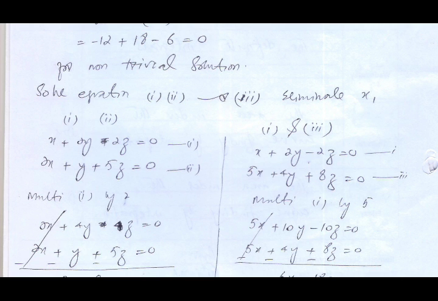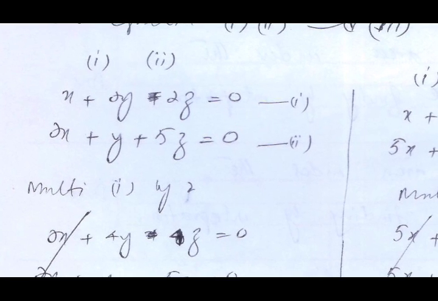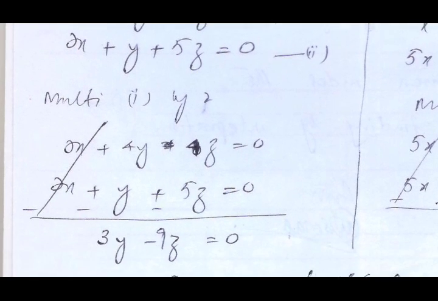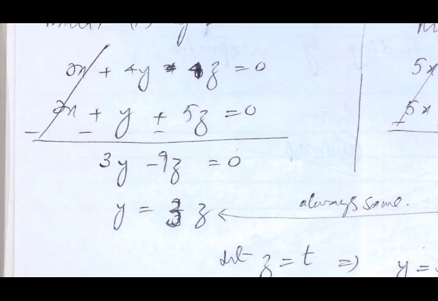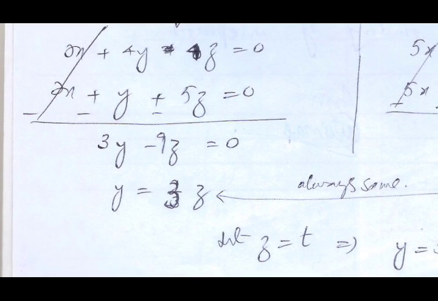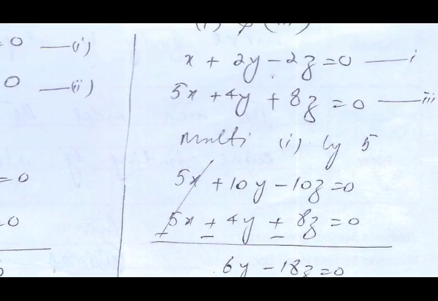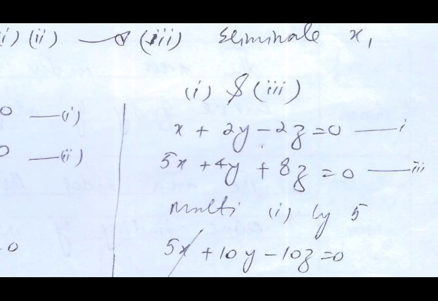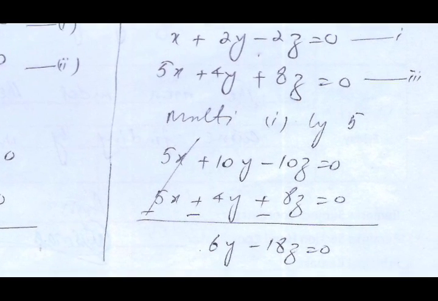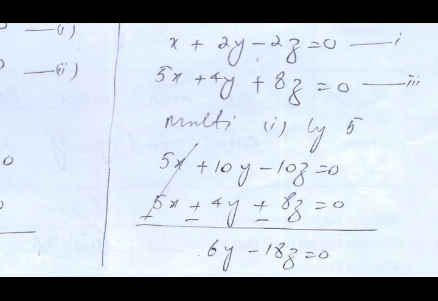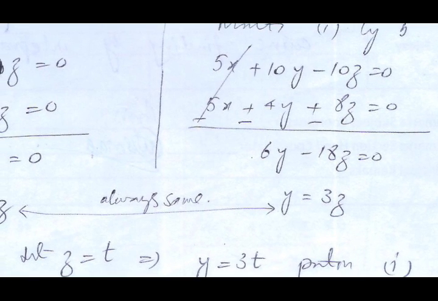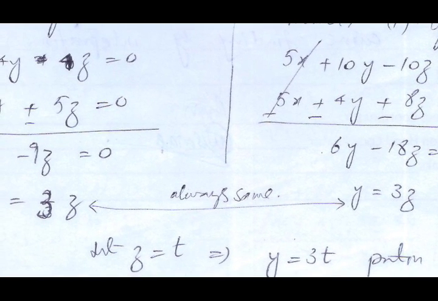From 1 and 2 we eliminate x. We make the first equation 2x, multiply 1 by 2 and then subtract. We get the new values. Y is equal to 3z, and when we solve 1 and 3 we make x equal to 5x. We multiply the first equation by 5, and it makes y equal to 3z. These equations are always the same.